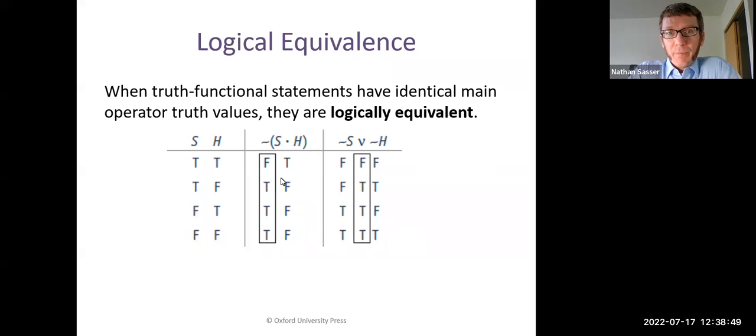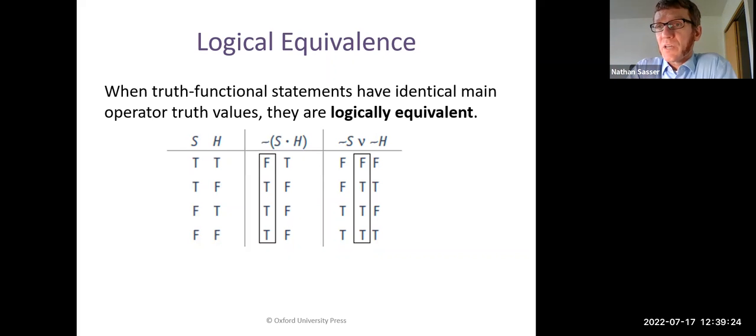Okay, so look at this one. Our first compound statement is, it's not the case that S and H. So the negation sign is the main operator, and here's the truth values under that. In the second compound statement, the main operator is the wedge, and here's the truth values under here. Now look at line 1. False, false. They're the same. And then this one's got true, true, true on lines 2 through 4. And this one has true, true, true on lines 2 through 4. They have the exact same truth values on each line. That means they're logically equivalent.